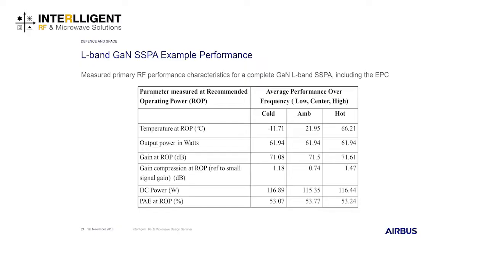Typical performance that we achieve from these amplifiers is shown in this table here. Really, what I want to show you is that if you look at the bottom, the power added efficiency at the operating point is for the overall SSPA. This includes DC-DC converters. In this case, it is around 53 percent or better efficient. So that's the real benefit we gain from having those GaN devices. And that's from measured parts that are in orbit at the moment.